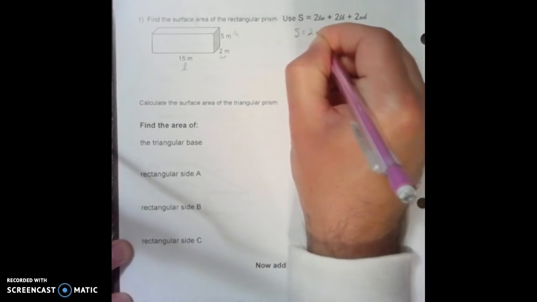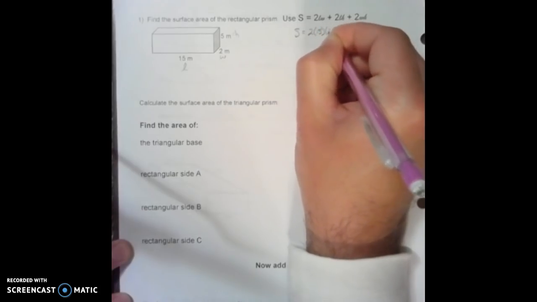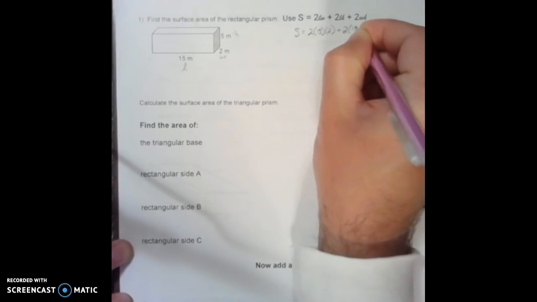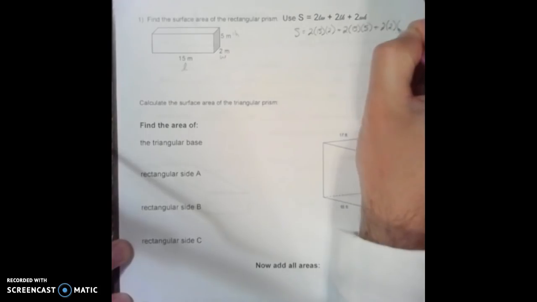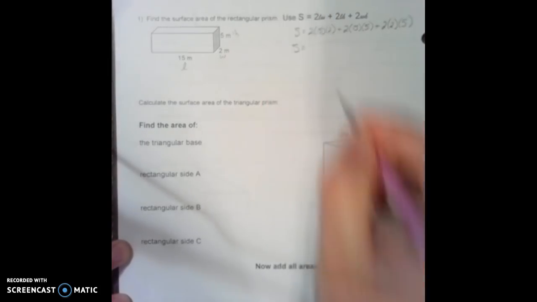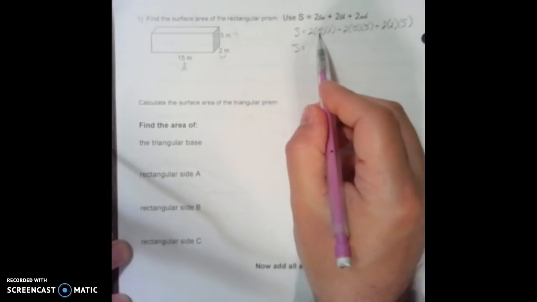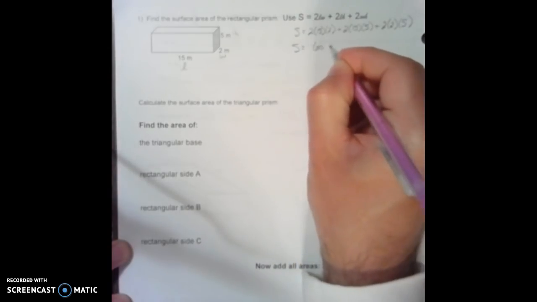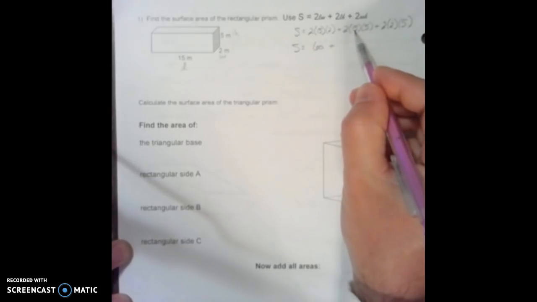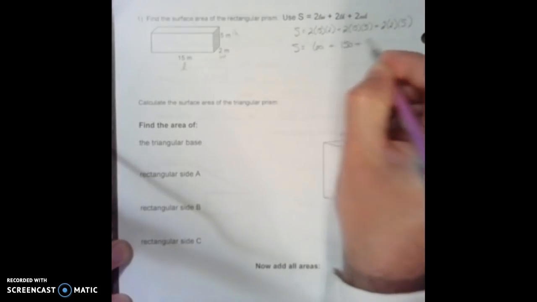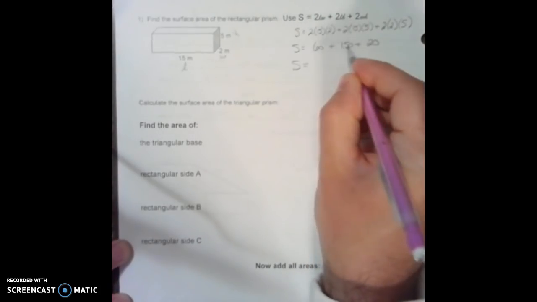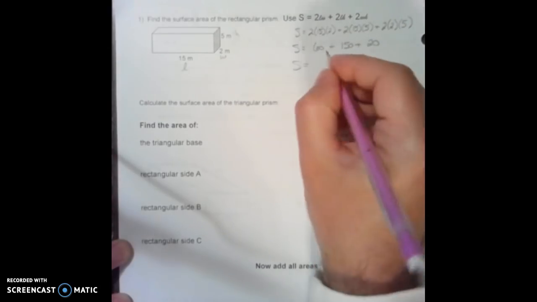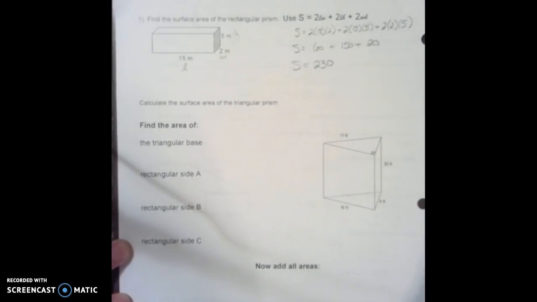Surface area equals 2 times the length, which was 15, times the width, which was 2, plus 2 times the length, which was 15, times the height, which was 5, plus 2 times the width, which was 2, times the height, which was 5. And now we'll do our multiplications. 2 times 15 is 30, times 2 is 60, plus 2 times 15 is 30, times 5 is 150, plus 2 times 2 is 4, 4 times 5 is 20. And now I'll just add these numbers together, 60 plus 150 plus 20. That's going to give us a total surface area of 230, and the units are meters squared.